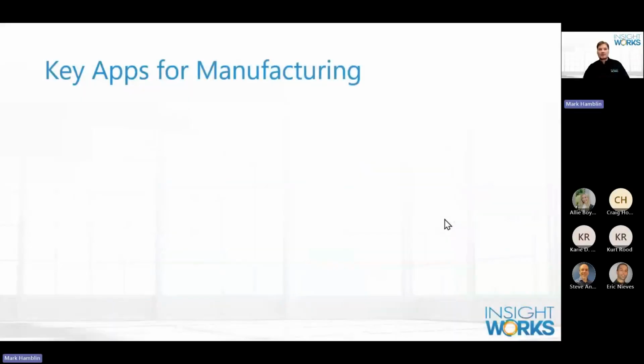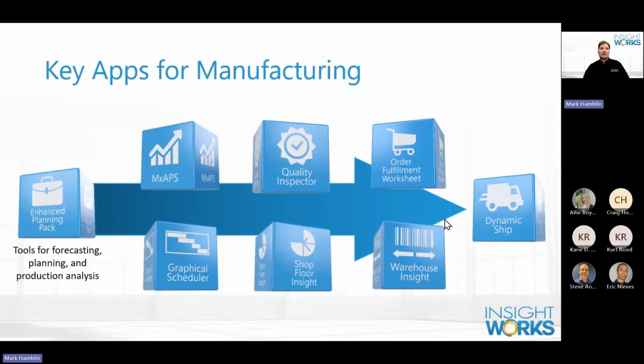Now, if you're in the manufacturing side, there's a little more to it. But same thing, we've got that enhanced planning pack to plan your purchasing, plan your production, do your forecasting, those sorts of things. Once we've planned everything out, we send it out to be scheduled. And there's two applications for that. One is free and one is more advanced. So the advanced planning and scheduling allows you to automatically generate a production schedule.